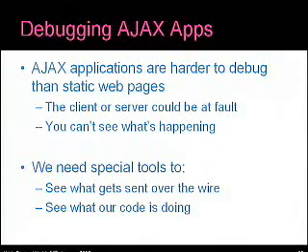So we're going to need some kind of special tools to help us debug AJAX apps, because we need to see what's going over the wire. We need to see what data is being sent between the client and server, what kind of requests we're making, and what kind of response we're getting back. And more than that, we need to see what our code's doing. We need to see, once it receives that data, how it's parsing it, what kind of events are firing, what's going on inside the guts of the browser.